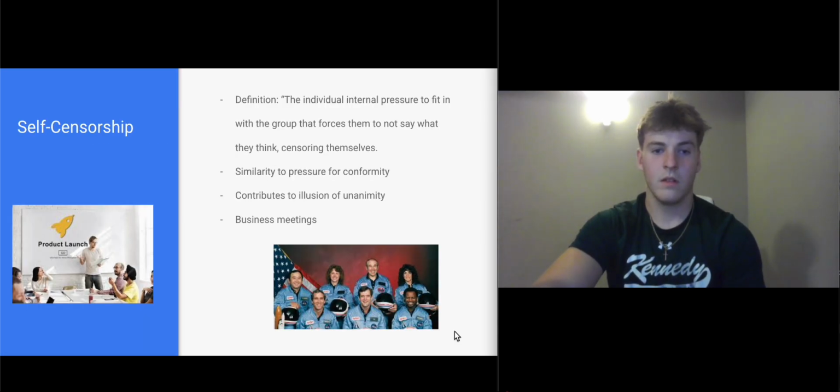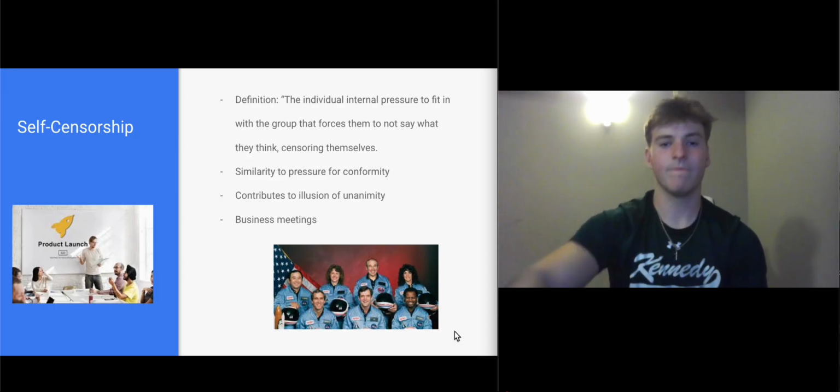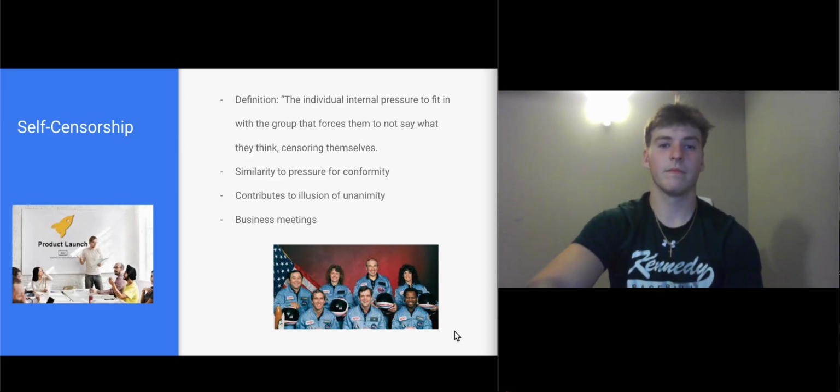Self-censorship is the fourth symptom of groupthink. This is when there is individual internal pressure to fit in with the group that forces them not to say what they think, censoring themselves. This is actually very similar to pressure for conformity, but instead of external pressure from other group members, there's internal pressure silencing you. This hinders the group's ability to make well-informed decisions because doubts and problems do not arise as often, which therefore decreases group adaptability, just as pressure for conformity does.